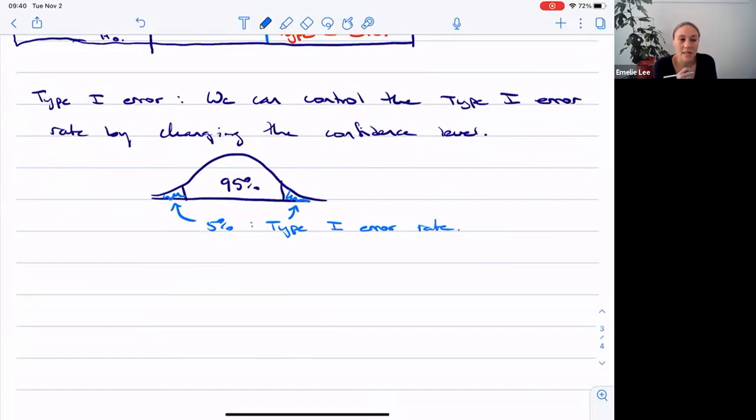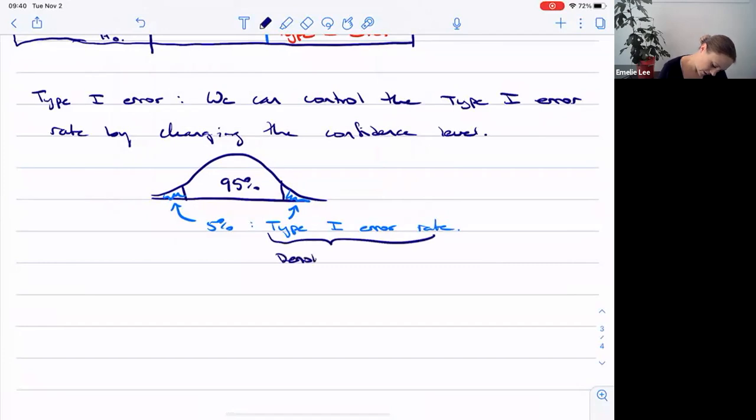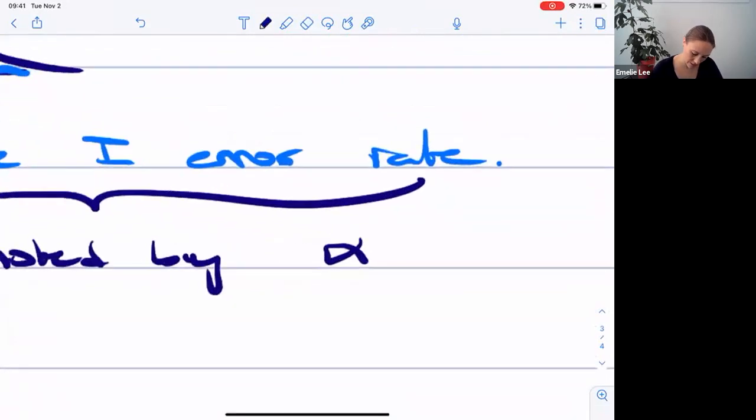We usually call this the alpha level, okay? And so the type 1 error rate is denoted by alpha.